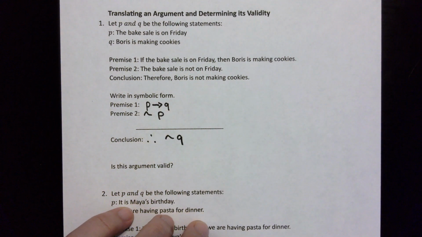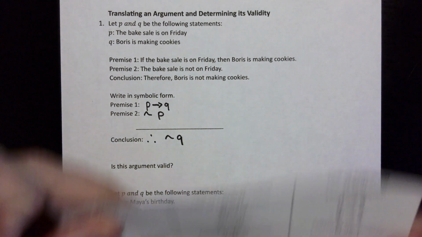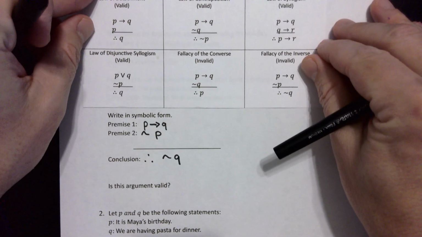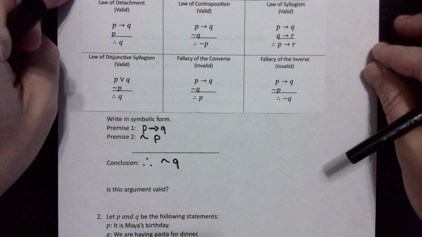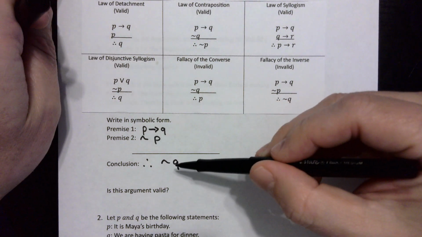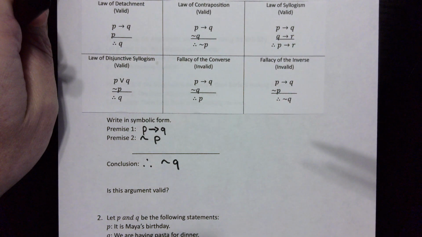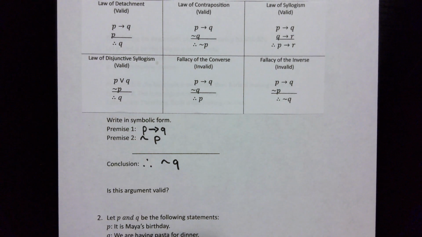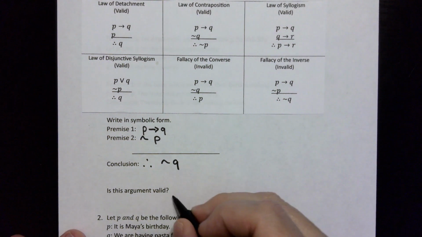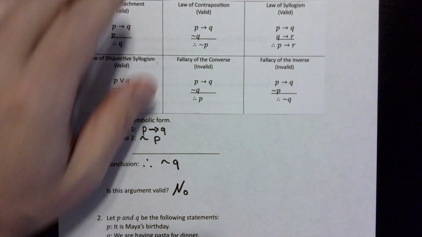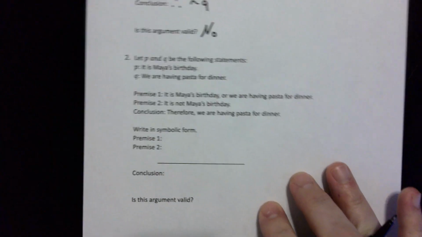Now it's asking us if this is valid or not. So let's look at our arguments that are valid and not valid right here. Do we see any of them on the list that says P then Q, not P, conclusion, not Q? That is this one right here, and it says that is an invalid argument. So no, that is not valid. Let's move on to the next one.